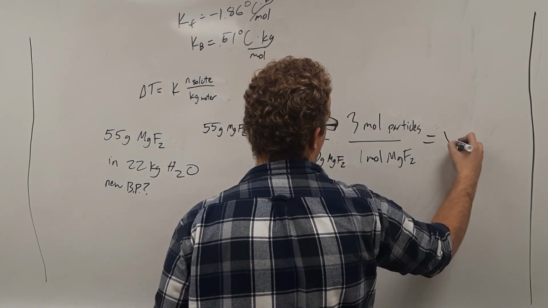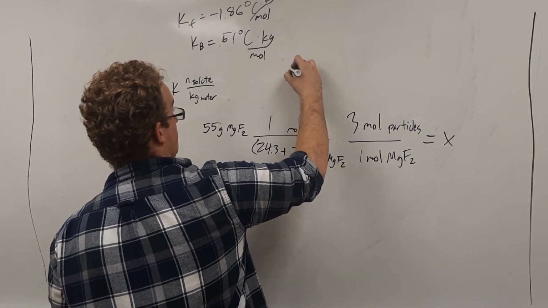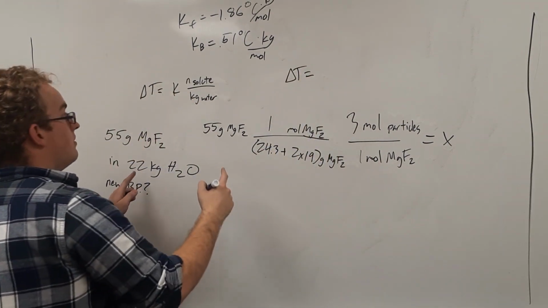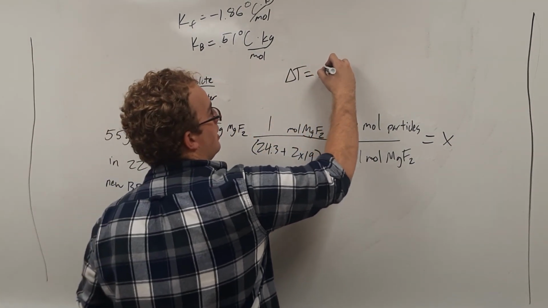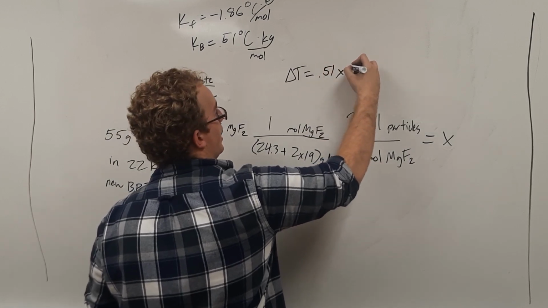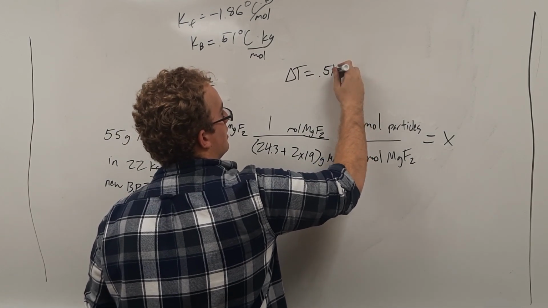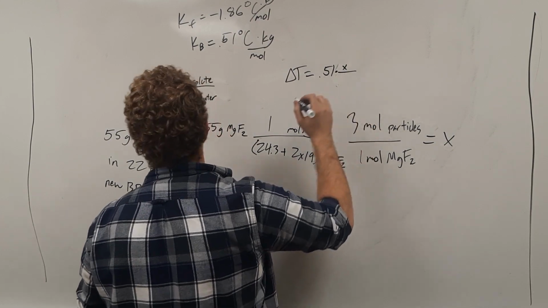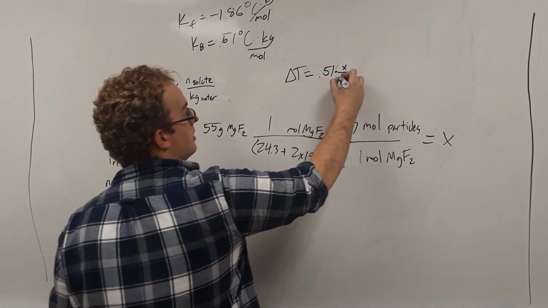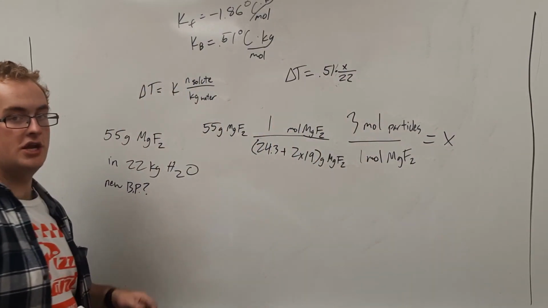So I'll say this is equal to x. Then I'll plug this in. Delta T equals K, 0.51, times x divided by 22. And we found our change in temperature.